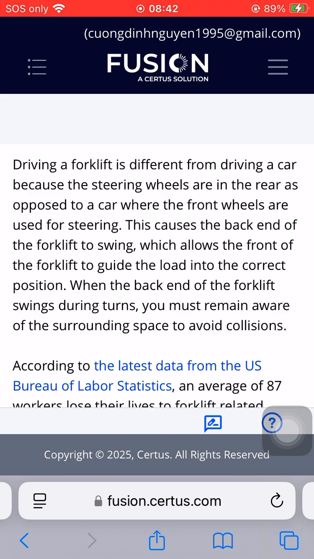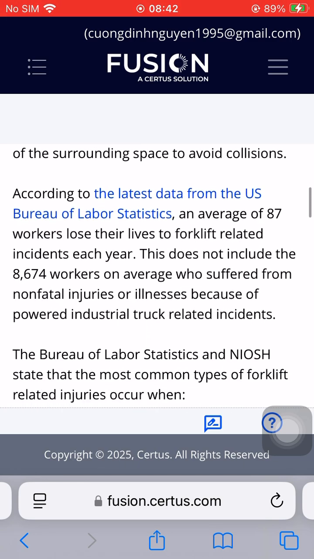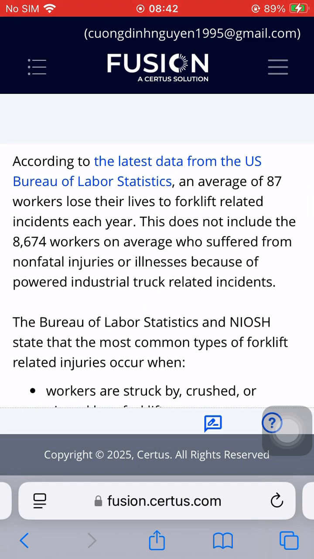When the back end of the forklift swings during turns, you must remain aware of the surrounding space to avoid collisions. According to the latest data from the U.S. Bureau of Labor Statistics, an average of 87 workers lose their lives to forklift-related incidents each year.